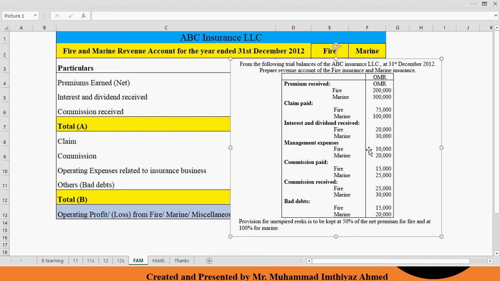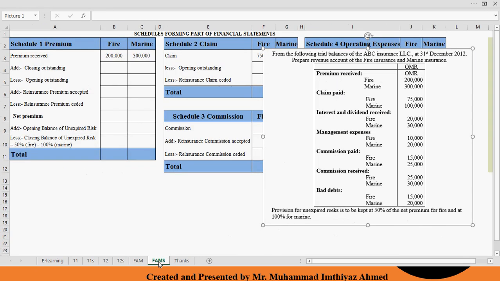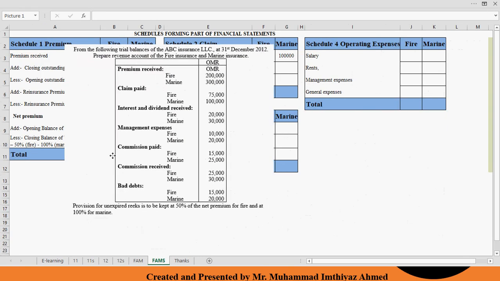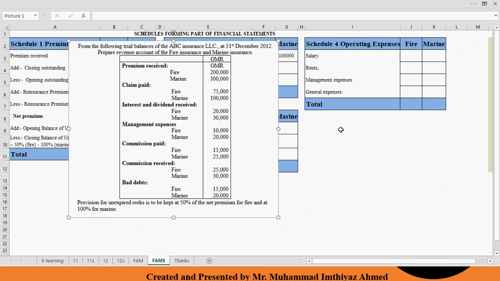Management expenses is said to be operating expenses, and this has to be entered in schedule number 4. So management expenses is 10,000 for fire, and for the case of marine it is 20,000. So we have entered the management expenses.